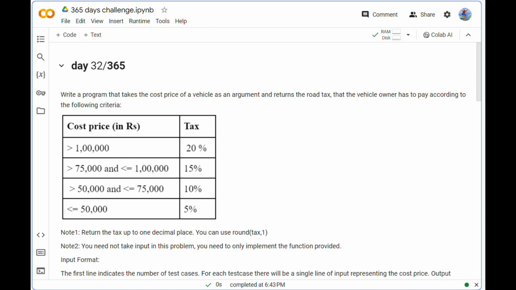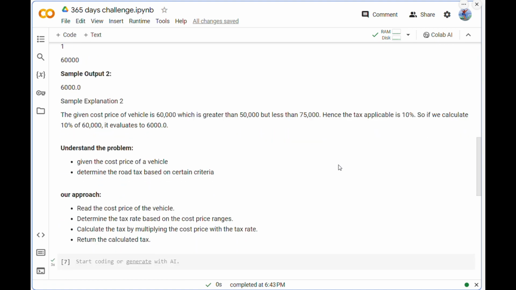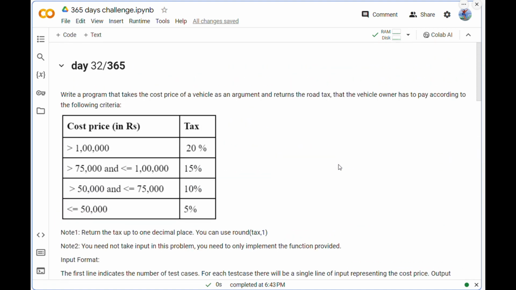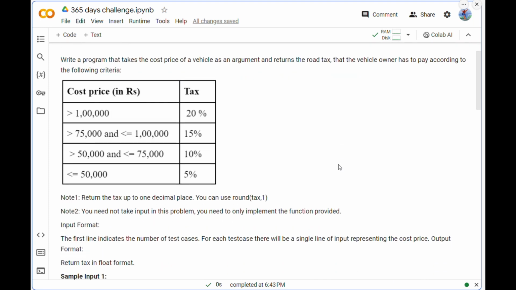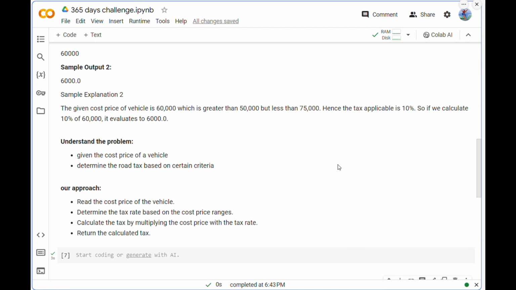So this is our day 32 of 365 days of coding, and today we're going to calculate the tax price, meaning how much tax we need to pay when we buy a car. So that's what we're basically going to do here. Let's understand the problem. Before that, if you want to read out this problem, you can pause the video and give it a good read. So let's see what we understood from this problem.